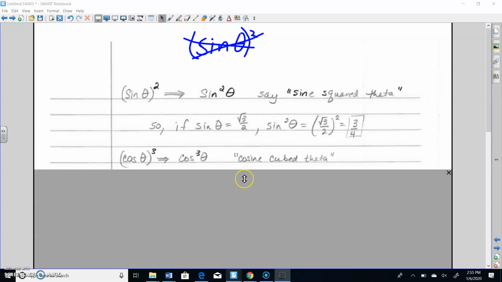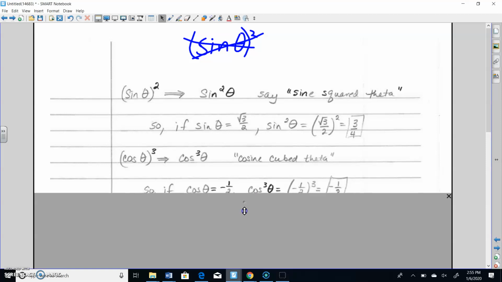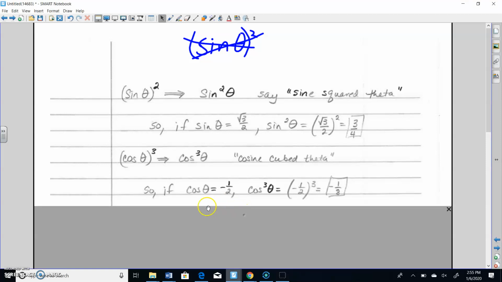If we wanted to cube a trig function, so for example, we want to cube the cosine of theta, again we would write it this way, and we would just say cosine cubed of theta. And an example of that would be listed here. We know the cosine is a negative 1/2. If we want to cube the cosine, then we would cube its value of negative 1/2 and get a negative 1/8.